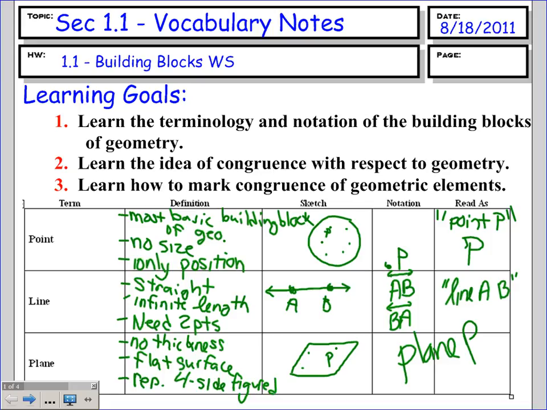Sorry, you guys still have a little bit of room on that page, correct? I do not have room in mine. At the very bottom, in really big letters, write basic building blocks. Write that really big, probably like this big. Basic building blocks. I'm going to write it right here.